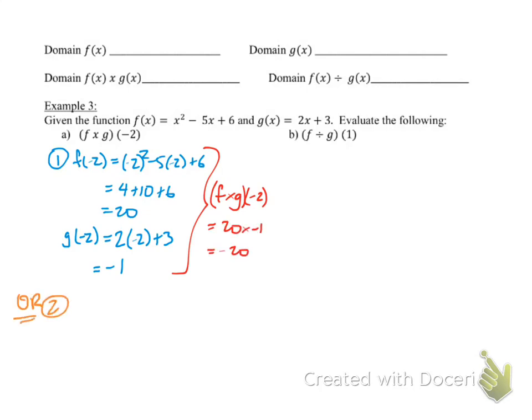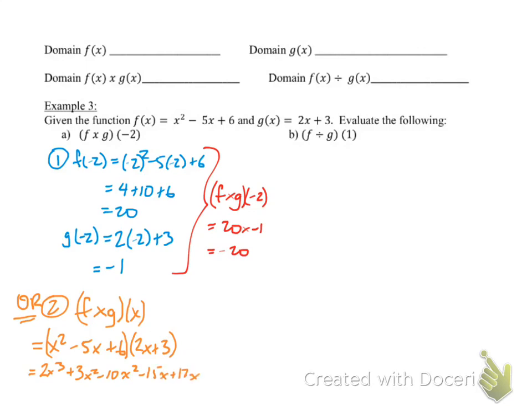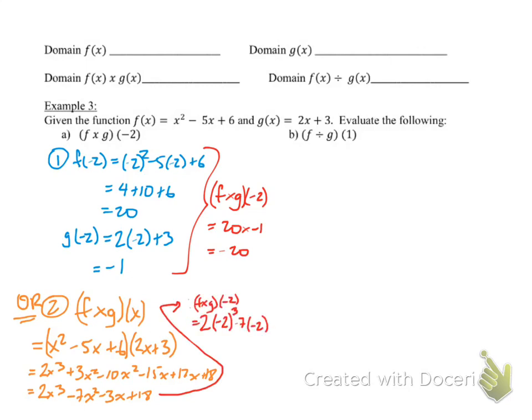Or we can do f times g is f times g, expand, collect like terms, and now plug in -2. And what we get should be the same thing. And once we simplify, it is. So that's good. So that's multiplying functions. You can do the dividing example by yourself. It'll work the same way.